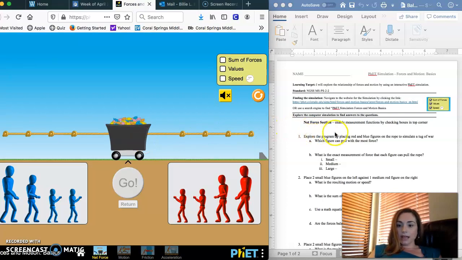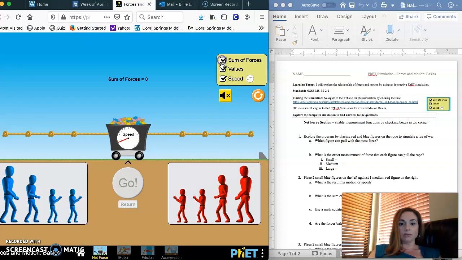The first thing it says is enable the measurement functions by checking the box in the top corner. So we want to check all of these boxes right here so that we can see all of the different measurements that are there. Then we're going to go ahead and start the lab. It says explore the program by placing the red and blue figures on the rope to simulate a tug of war. Which figure can pull with the most force?